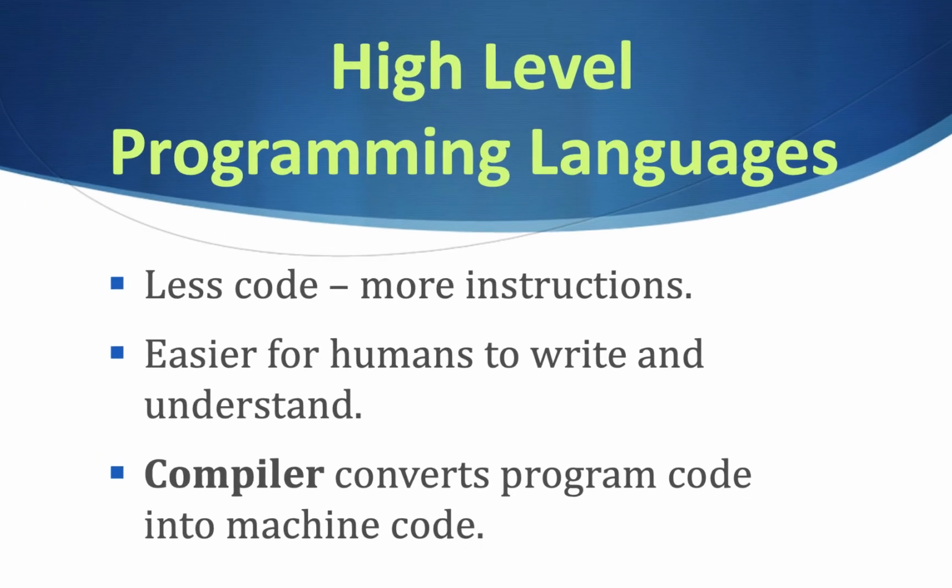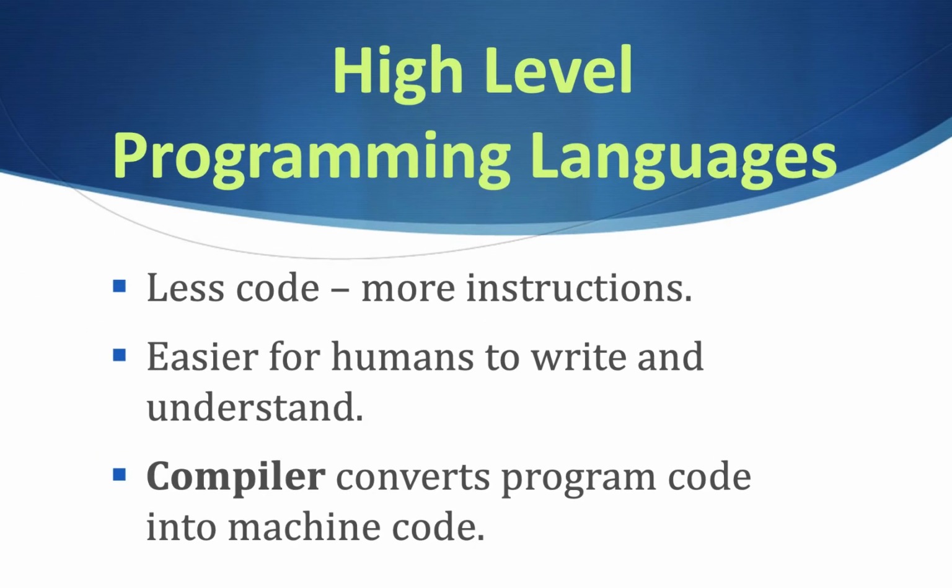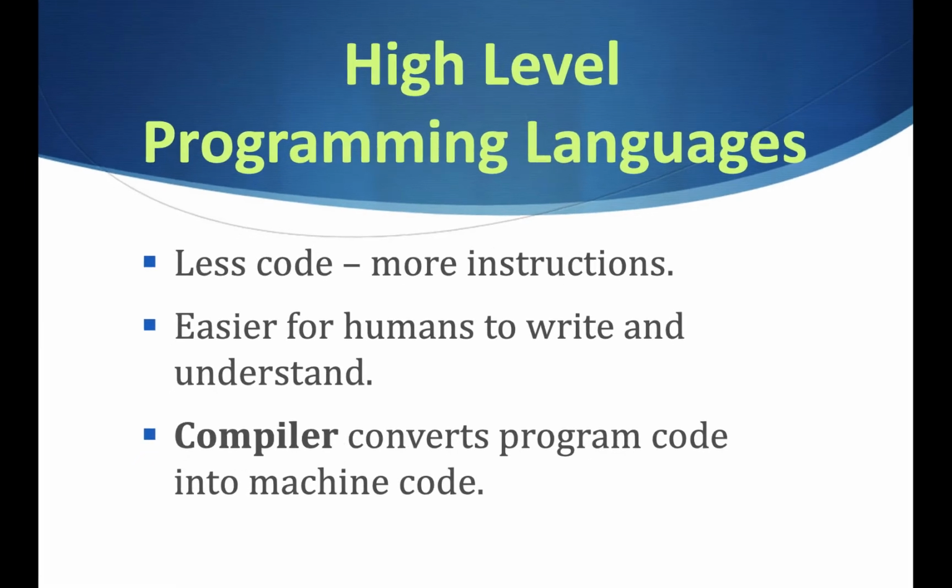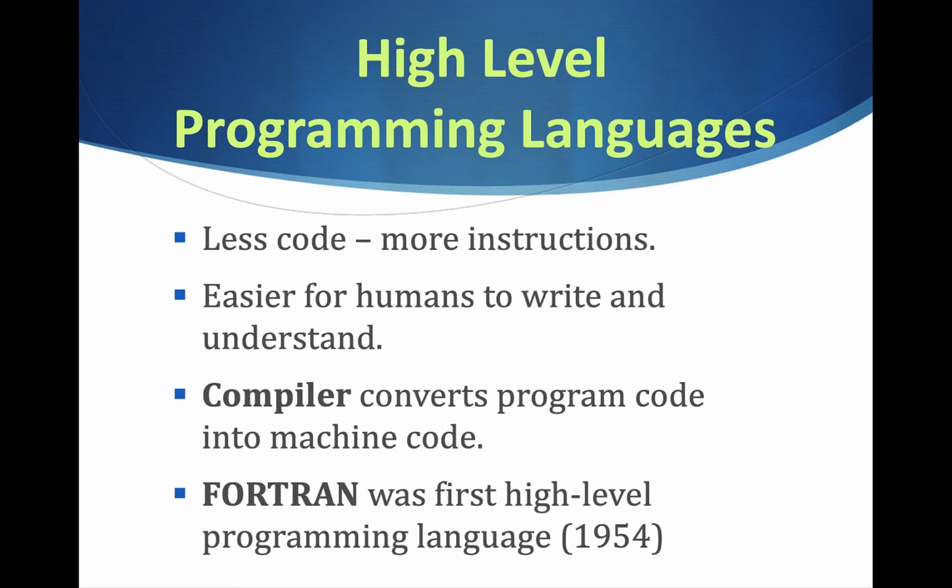Now, with high-level programming languages, there was less code, more instructions, but it was easier for humans to write and understand. You could kind of figure it out a little bit better. So it wasn't something that took a super long time to understand. Now, what happens with high-level programming languages is you write things in a language that kind of makes sense. Now, it has its own system and structure, but a compiler or some type of interpreter will convert the code that you write into code that the computer can understand.